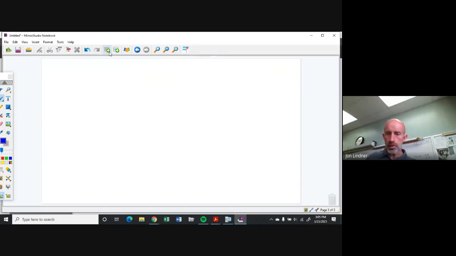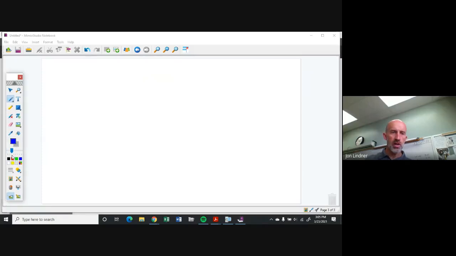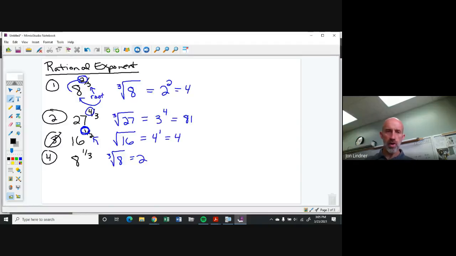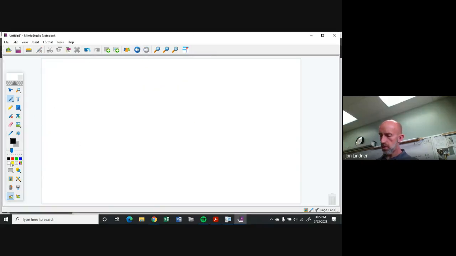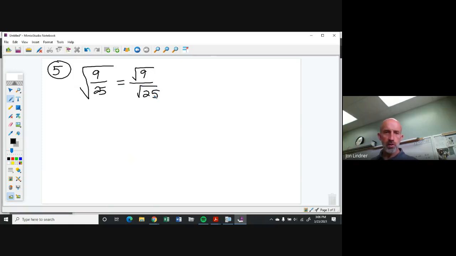Just cleaning up a couple things here real quick to finish. What if you need to take a root of a fraction? Let's say that I wanted to find the square root of 9/25. Well, it's easy. I just break this up into the square root of the top over the square root of the bottom. So the square root of 9 is 3. The square root of 25 is 5.